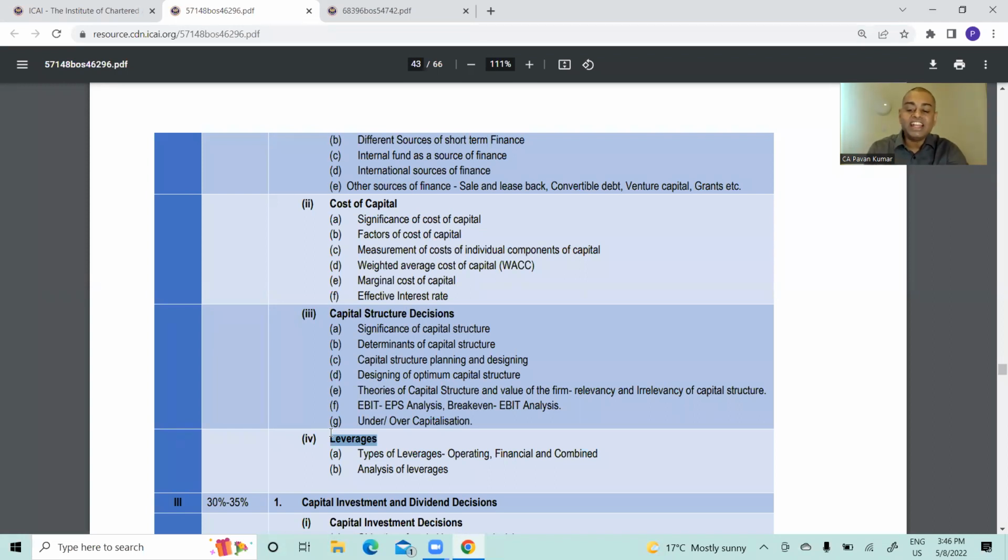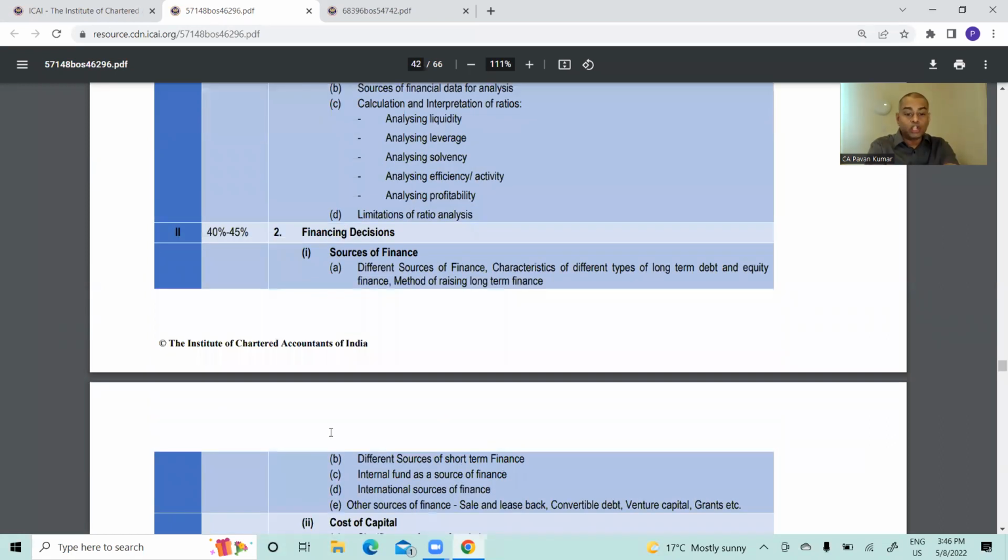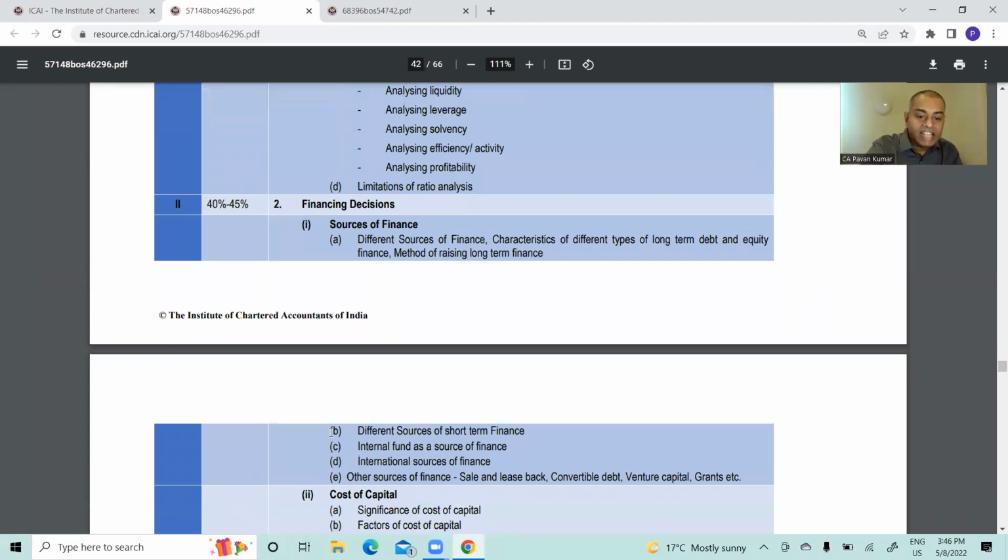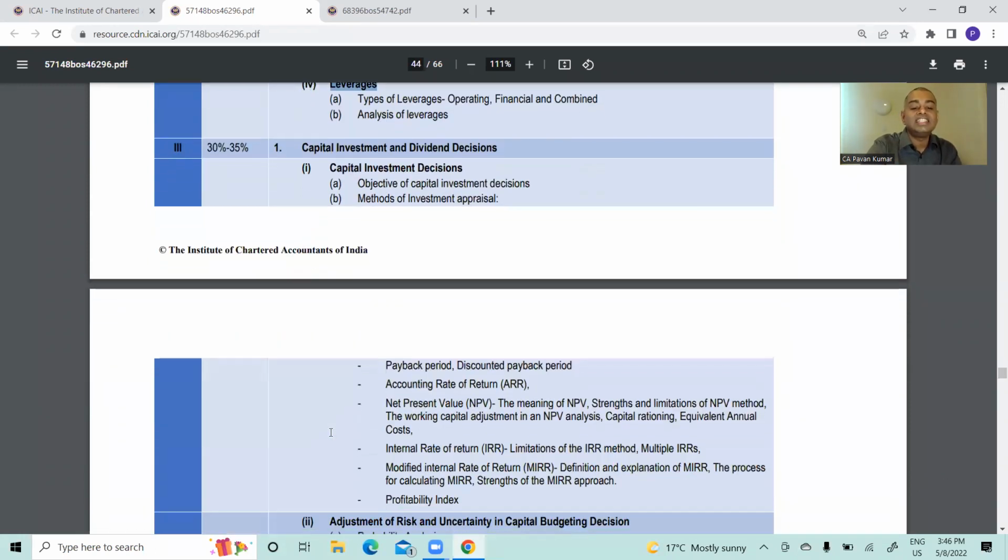So the next one is, first one is financing decisions. That is what we have seen in section 2. Next part is investing and dividend decisions. That comes to 30 to 35%. Again, this is a very easy area. Calculation of NPV, IRR, all these things will come in your capital budgeting. And dividend decisions is also a comparatively very easy topic.